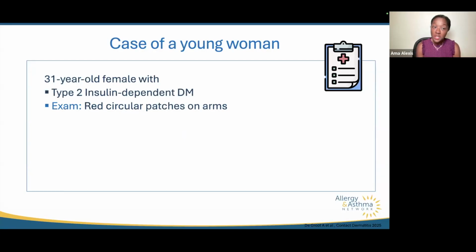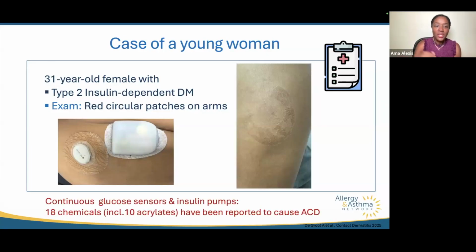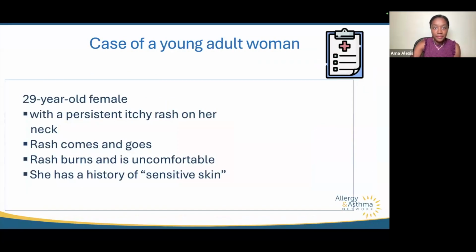This is a case of a young woman. She's 31 years old. She has type 2 insulin-dependent diabetes mellitus, and she has a red circular patch on her arm. So this is the reason why. Continuous glucose sensors and insulin pumps are really amazing. They've really improved the quality of life of our patients with insulin-dependent diabetes mellitus. But it turns out that almost 18 chemicals, including 10 acrylates, which are glues, have been reported to cause allergic contact dermatitis. So if this is the case, have a conversation with your allergist or your dermatologist.